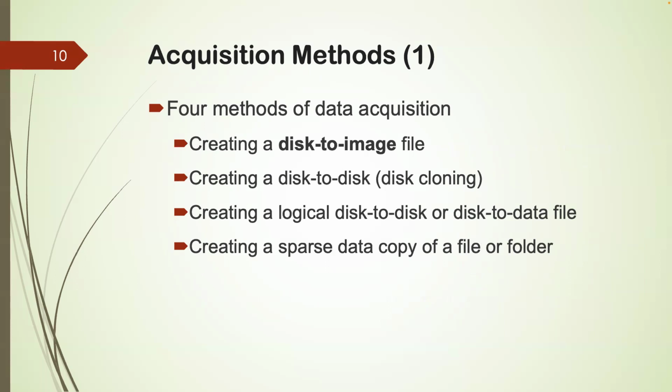The other thing, or the main thing that we do in this whole process, is copy the data from the suspect's machine or suspect's drive to your own machine or to your own drive. So how to copy that data? There are basically 3 or 4 different ways in which you can copy that data. The first one is disk to an image file. The second is disk to disk, also called disk cloning. And then we have the logical disk to disk or disk to file or image files, copying machine like methods. And lastly, we have creating a sparse data copy of a file or a folder.